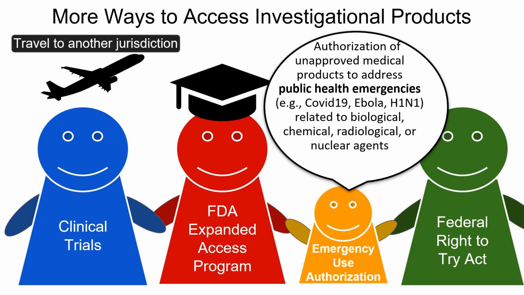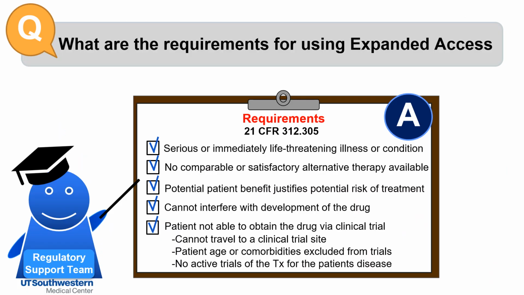As you know, the COVID vaccines from Pfizer-BioNTech and Moderna, and some treatments like remdesivir, received authorization via EUA. So just to summarize, accessing investigational products through the FDA expanded access program is one of many ways to access investigational products for treatment purposes. Now we know what expanded access is. Now I want to talk about the requirements, the criteria for using expanded access.